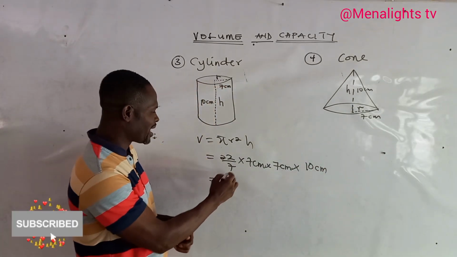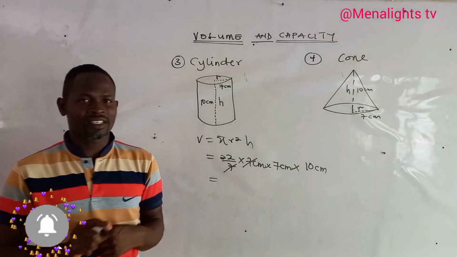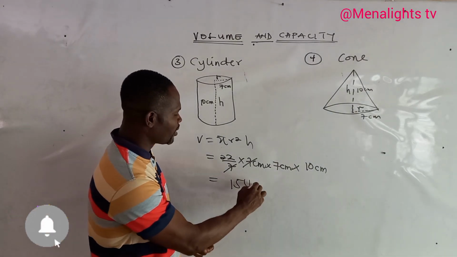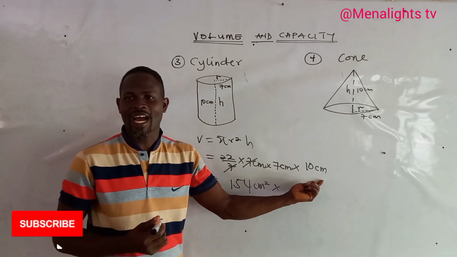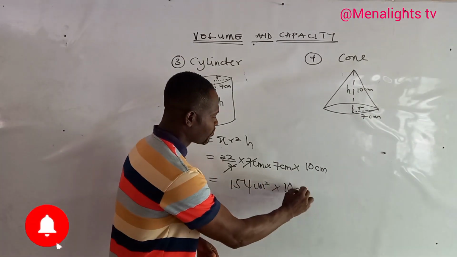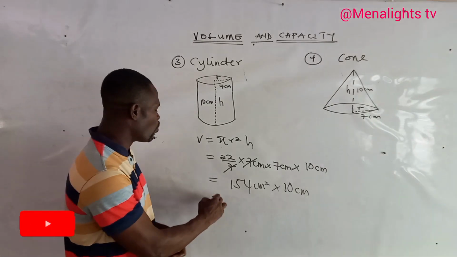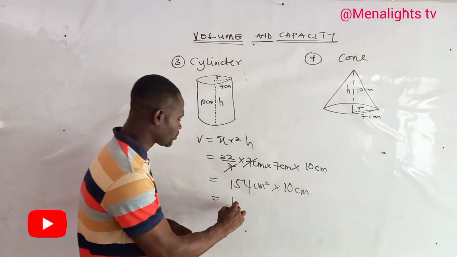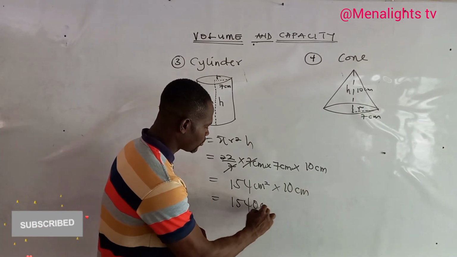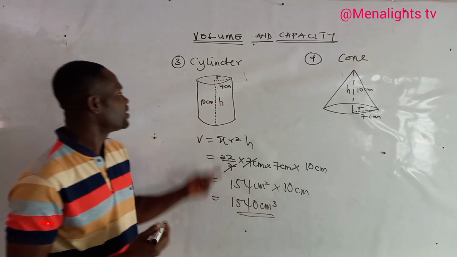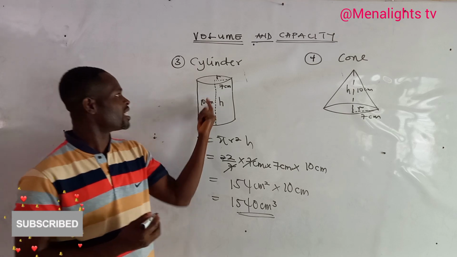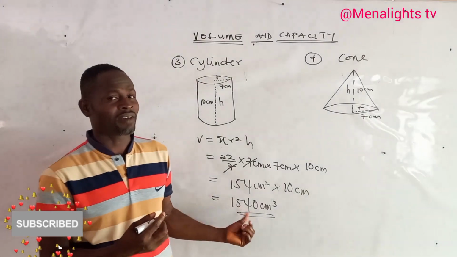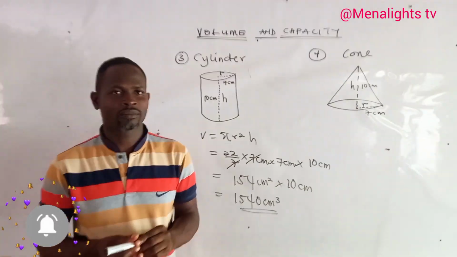So from here we can have 7 cancelling 7. Now we have 22 times 7. That will give us 154 centimeters squared times the height of the cylinder, which is 10 centimeters. So 154 times 10 will give us 1540. So if the height of the cylinder is 10 centimeters and the radius is 7 centimeters, definitely its volume is going to be 1540 centimeters cubed.